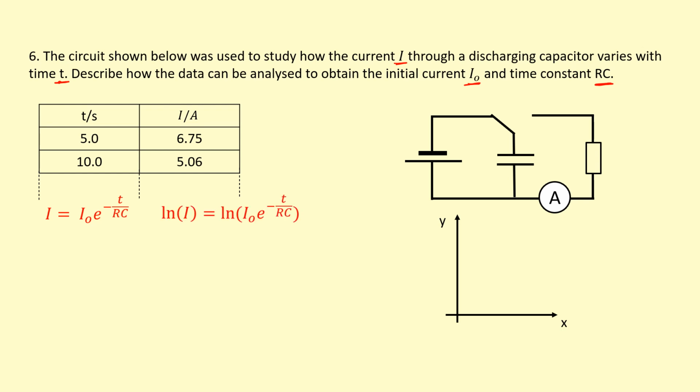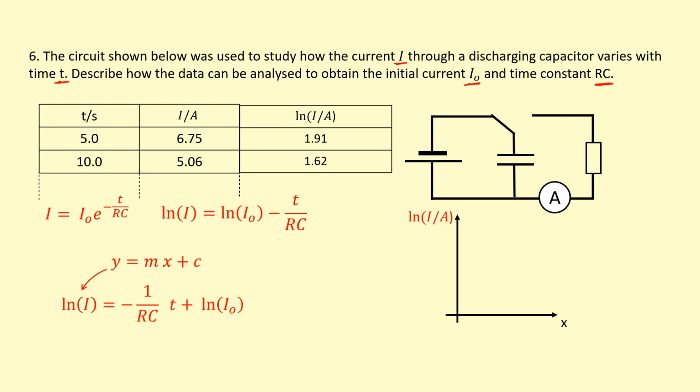Okay, the right-hand term here can be separated using our log rules. Okay, and then ln of e to the power minus t over RC just becomes minus t over RC, like this. Then compare it to y equals mx plus c. On the y-axis, we can plot natural log of the current. So we'll have to come up with a column for that, ln I, with I in amps there. Okay, and on the x-axis, we plot time, and so we should get a straight line with a negative gradient.